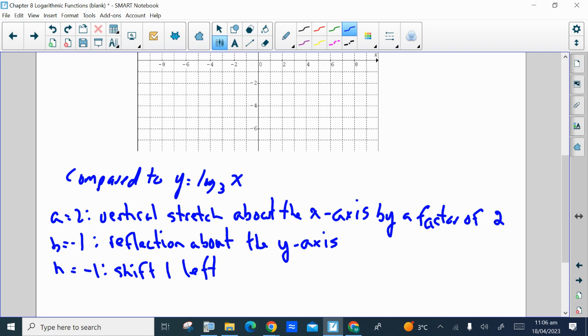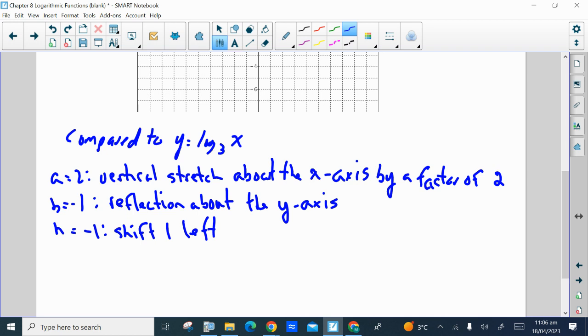And you might find it easier to do the mapping notation first. So reflecting it about the y-axis means that the x values will be multiplied by -1, and then we're going to shift 1 left. So after multiplying by -1, you're going to subtract by 1. The vertical stretch by a factor of 2 means that the y values are multiplied by 2. So if we wrote the mapping notation first, that's what it'll look like.